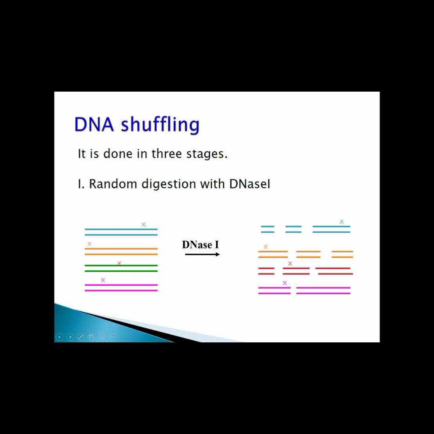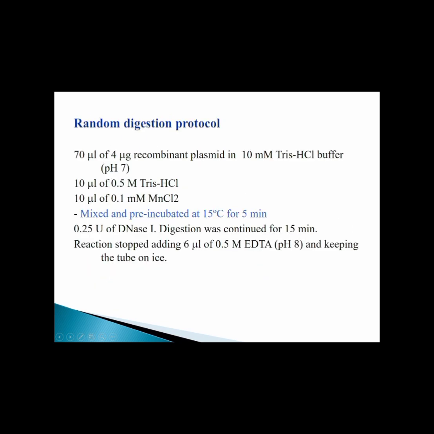DNA shuffling is done in three stages. First is the randomization with DNase1, where DNase1 enzyme clips randomly the DNA families of genes into smaller fragments. This is the randomization protocol where recombinant plasmid is digested with DNase1. This is a typical protocol where the reaction proceeds at 15 degrees centigrade for 15 minutes. The reaction is stopped by adding 6 microliter of 0.5 M EDTA and keeping the tube on ice.